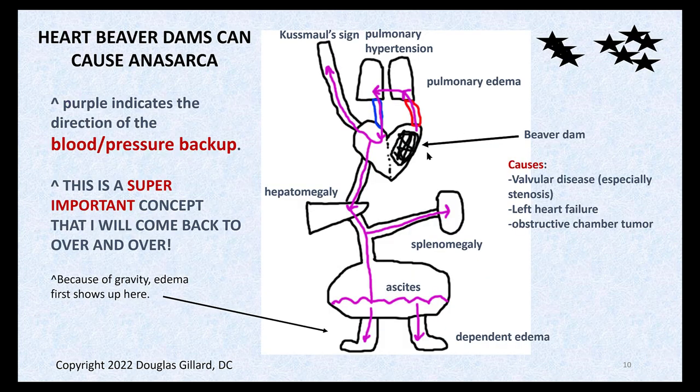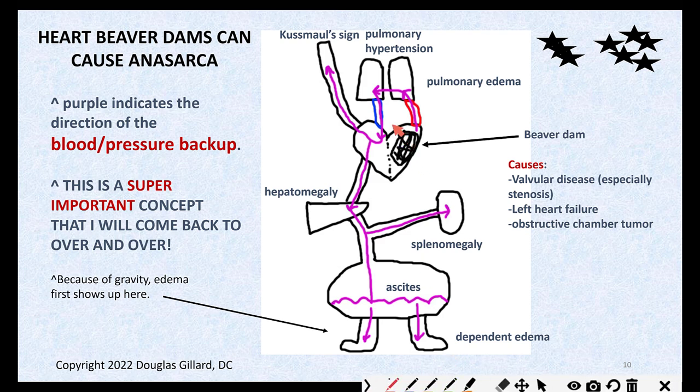And we talked about this. I won't go over this too much, but this is why I don't draw on the board, because I don't have very good drawing skills. But here's the heart, and here's a beaver dam in the heart. Let's say we have, how about aortic stenosis or tricuspid stenosis? Or maybe the heart's just failing. How's that? And the heart can no longer process blood. I didn't show blood coming out of the heart.